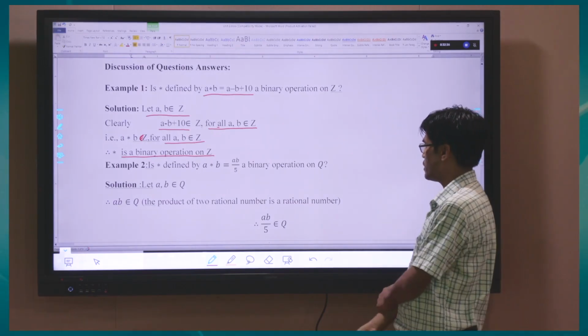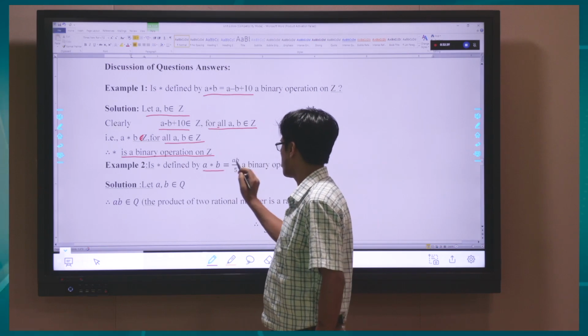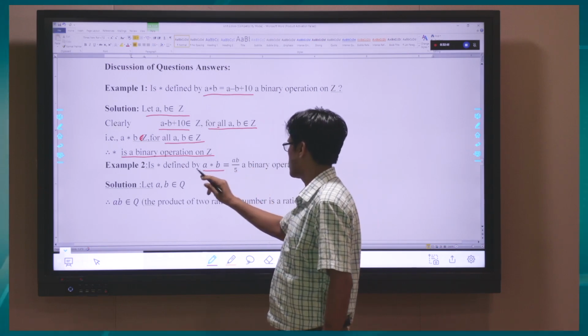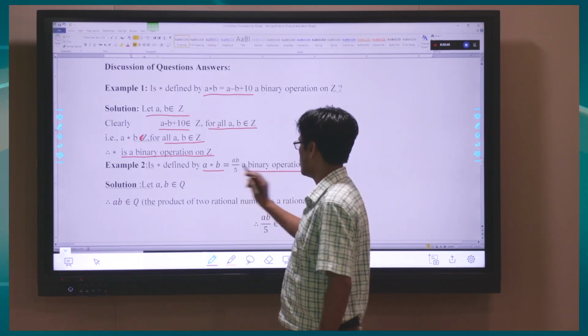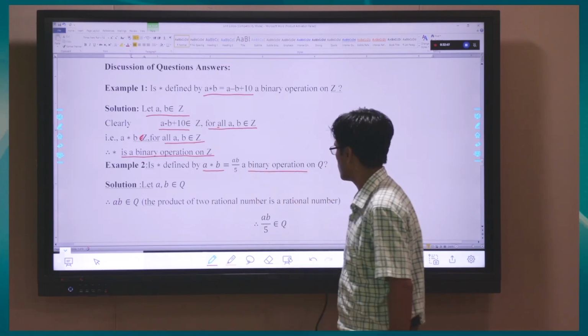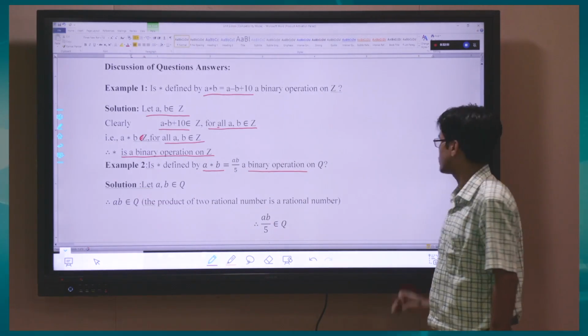So another example, here operation star is defined by A star B is equal to AB by 5. So now we find whether star is a binary operation or not on Q. Q is the set of rational numbers.